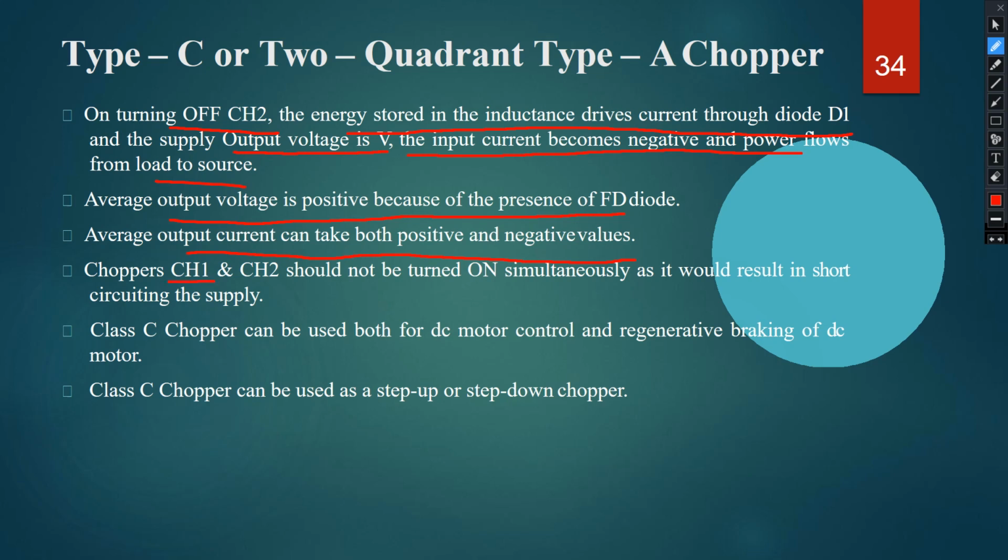The chopper CH1 and CH2 should not turn on simultaneously, as it will result in short circuiting the supply. So this is a very important precaution one should take. So class C chopper can be used for both DC motor control and regenerative braking of DC motor. So type C chopper can be used as a step up or step down chopper. You can say it is a buck and boost converter also.